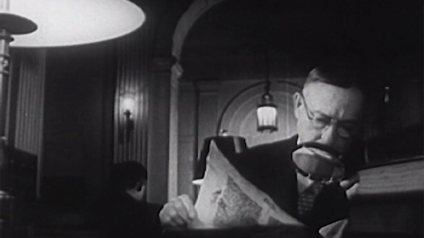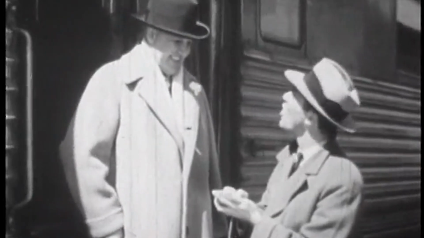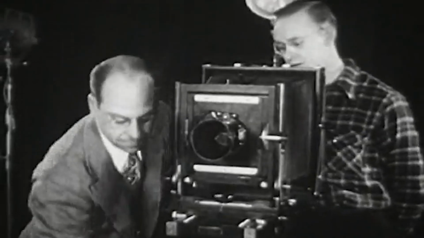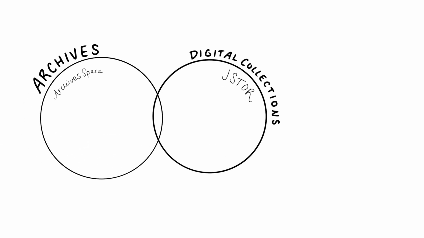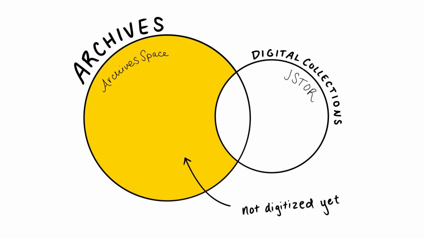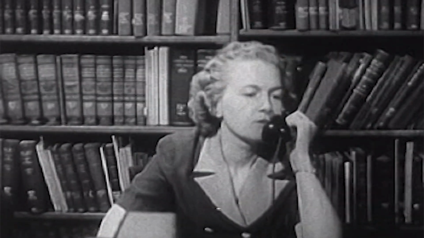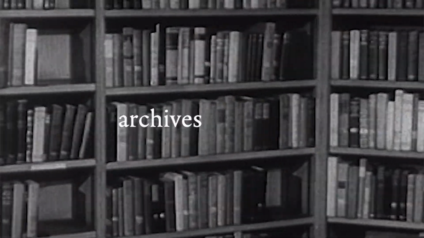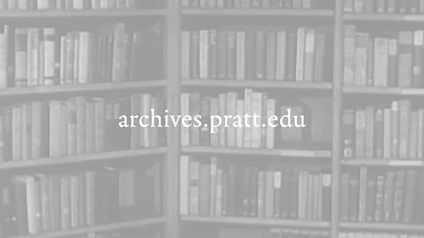In this video, we'll look at some strategies for how to search through our digital collections. One note before we get started. While digitization work is ongoing, the records in our digital collections represent a small percentage of the archive's physical holdings, and many archives collections are not represented on this page at all. For more information about the Pratt Institute Archives collections, please visit the Archives website at archives.pratt.edu.